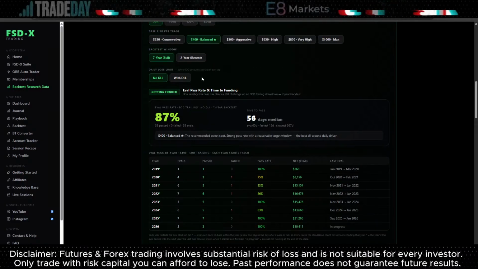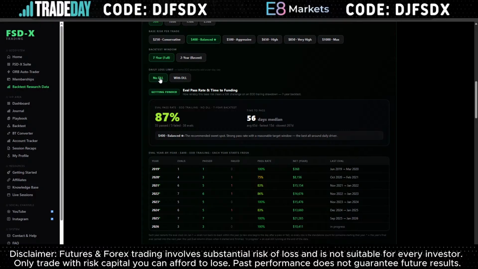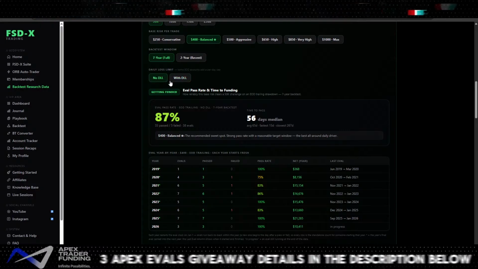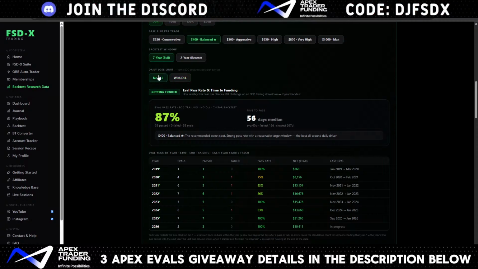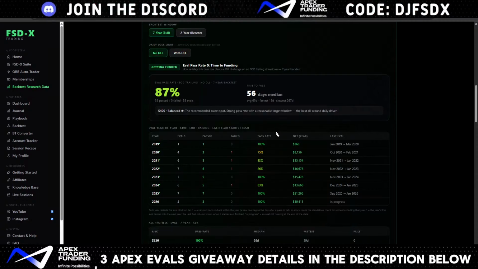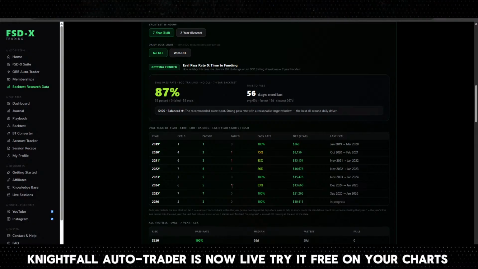I didn't really change the window, and I also added no DLL and DLL, so you can actually see that with it, it doesn't really change much. But yeah, out of the 7 years, 1, 2, 3, 4, only 4 failures.